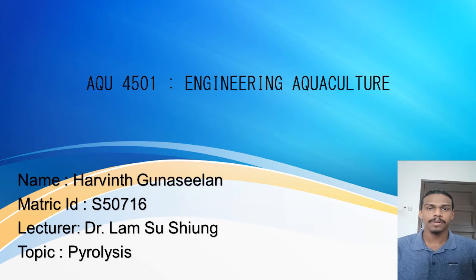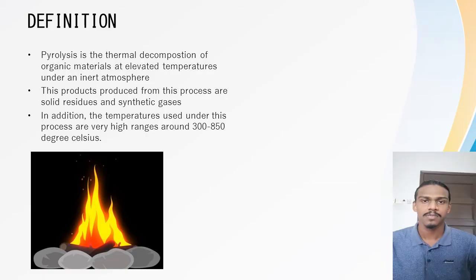I am Harvind Gunasilan, Matric ID S50716, here today to present my chosen technology for aquaculture biorefinery, which is pyrolysis. Pyrolysis is a thermal decomposition that is carried out in an inert atmosphere at a very high temperature range of 300 to 850 degrees Celsius. This process is usually used for the treatment of organic material, where in the end it produces useful products.